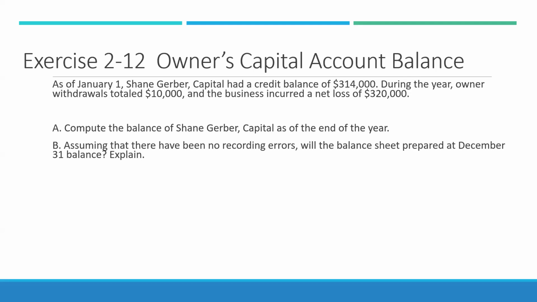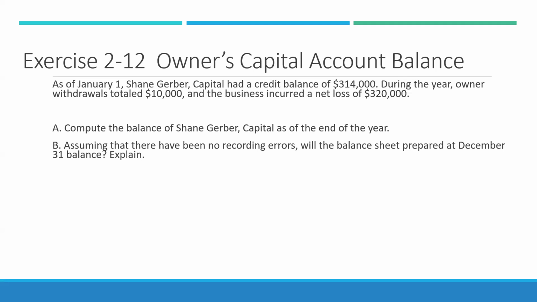So as of January 1st, Shane Gerber Capital had a credit balance of 314,000. During the year, the withdrawals were 10,000, and then the net loss was $320,000. What is the balance of Shane Gerber Capital at the end of the year? Assuming that there have been no recording errors, will the balance sheet be prepared at 12/31 balance?